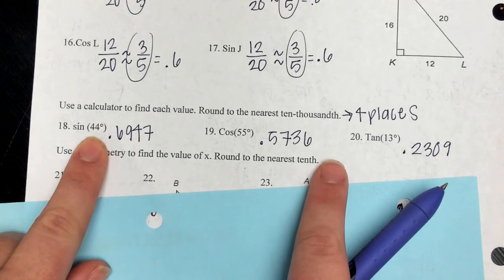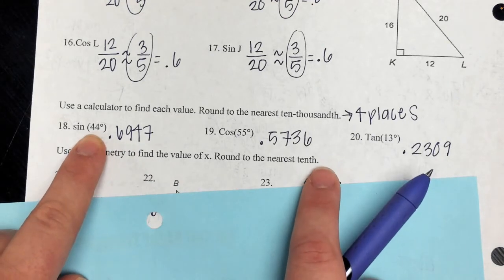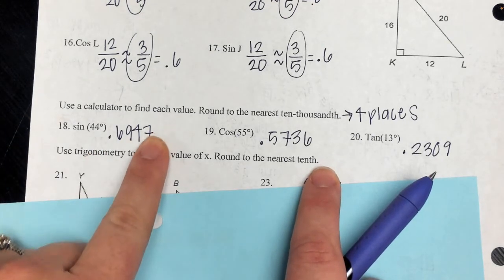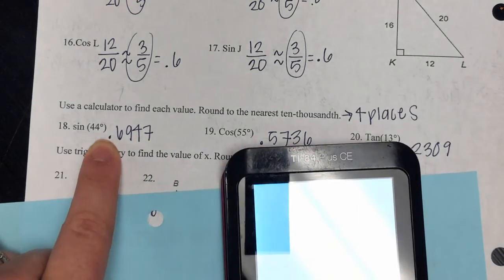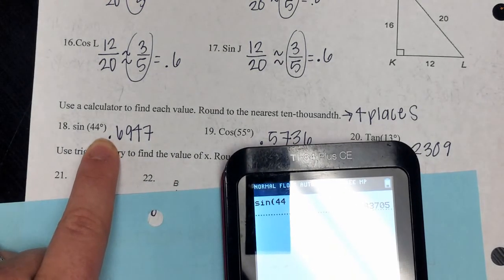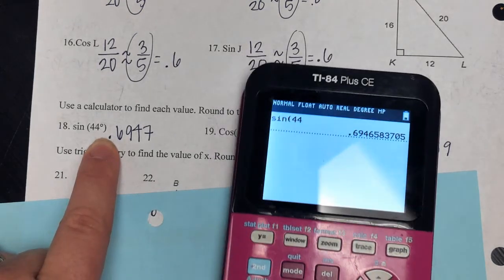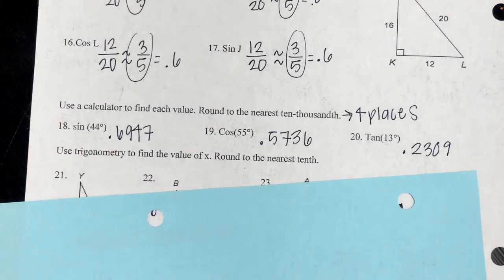That's when you actually plug the whole thing in your calculator. So what is sine of 44? Plug that in your calculator. Sine of 44 is, and round it to the 10,000th, which is 4 decimal places. So you are actually plugging that in to your calculator.